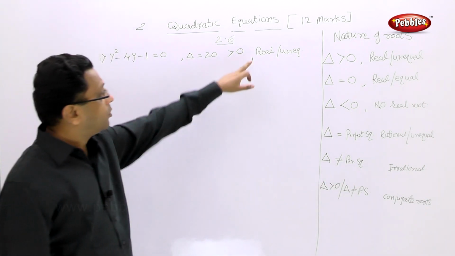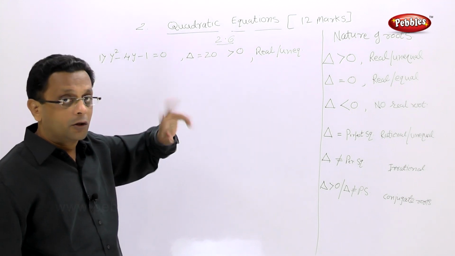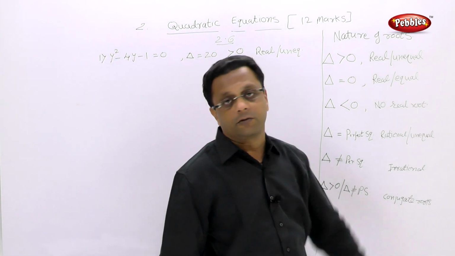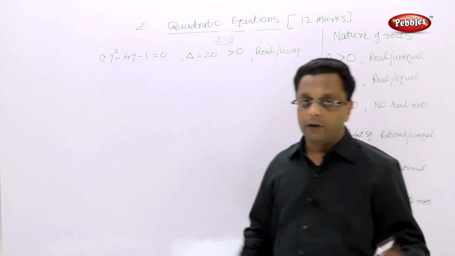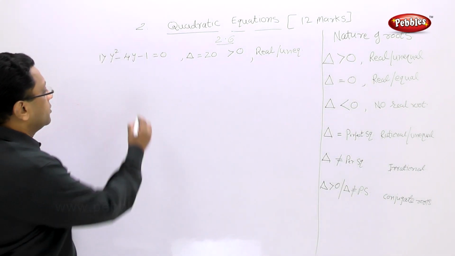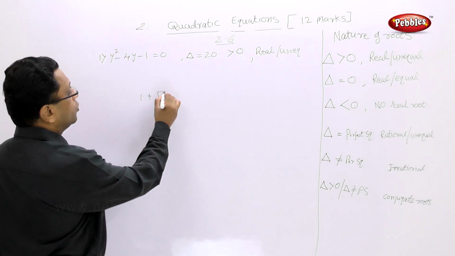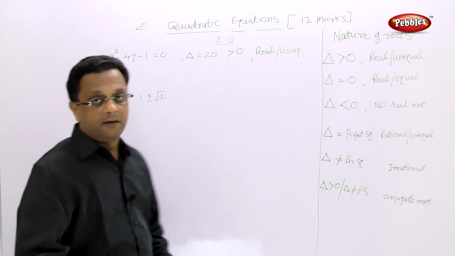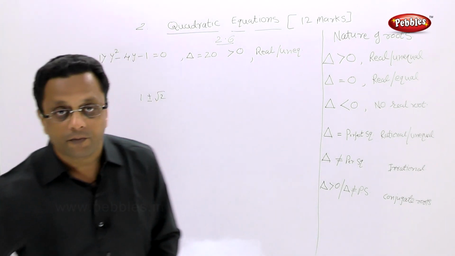So we know that the roots are real and unequal. Both the roots are not equal. But you can definitely say these roots are conjugate roots. And you know what the conjugate roots are: if 1 plus root 2 is the first root, then 1 minus root 2 will be the second. This is called the conjugate of each other.